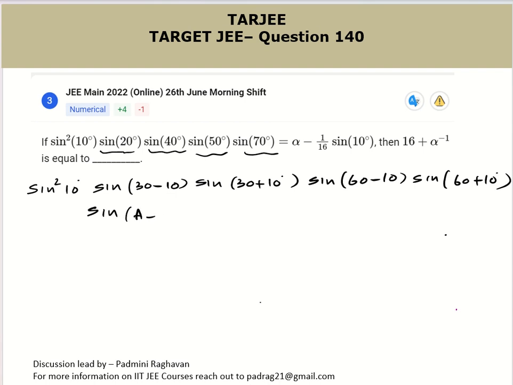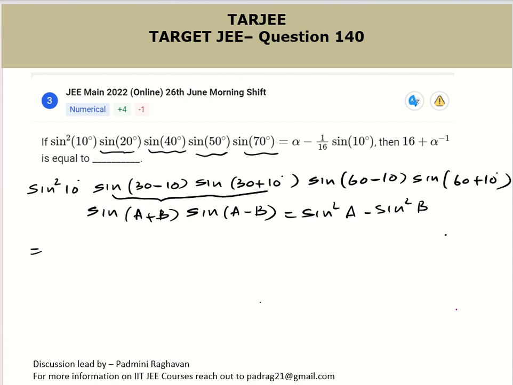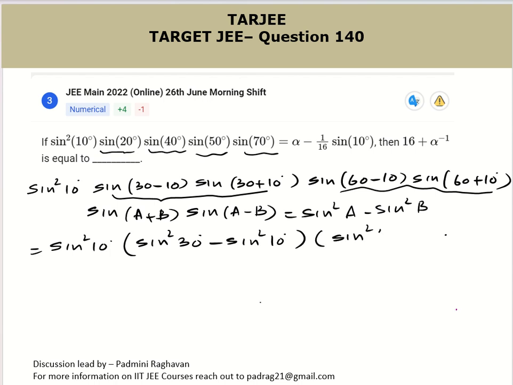We know a very important identity, in my view: sine of (a plus b) into sine of (a minus b) is equal to sine square a minus sine square b. This identity is very handy in many places. So let's apply this identity to the first two terms and also to these two terms. So we get sine square 10 into sine square 30 minus sine square 10. What about the second bracket? We are going to have sine square 60 minus sine square 10.